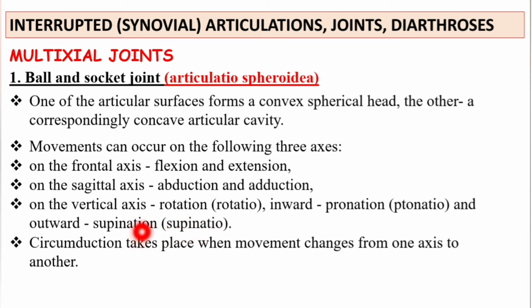There can also be a movement from one axis to the other, right? This one is called circumduction, from one axis to another. A very good example of a ball and socket joint is the shoulder joint, right?